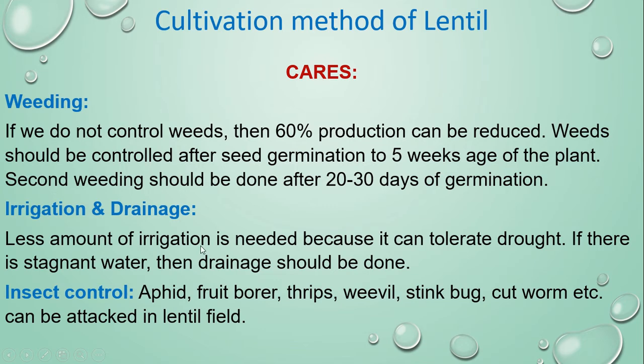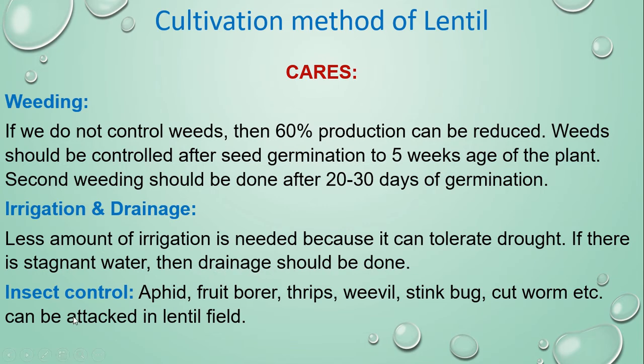Irrigation and drainage. Told you before, it can tolerate drought but does not tolerate water stagnant condition. So make sure a less amount of irrigation is needed, and when water stagnant condition happens anytime in the field, at that time you immediately do the drainage system.